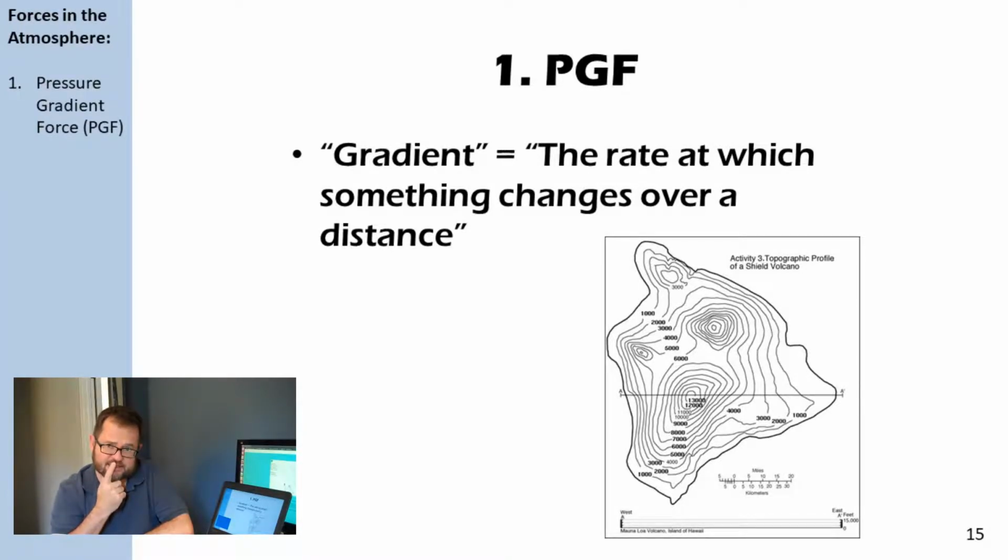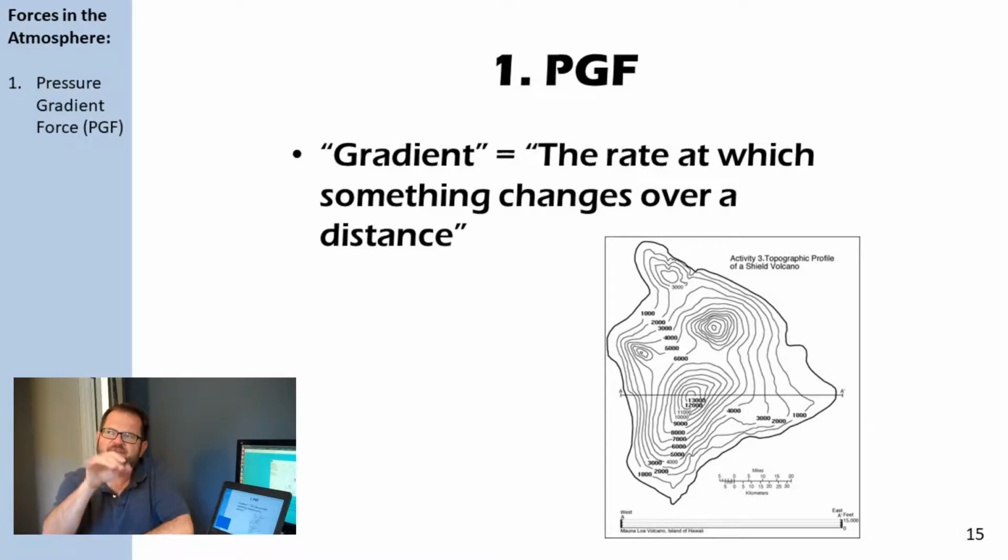Gradient is a word we're going to see so many times over the course of this semester. A gradient is how some quantity changes over a distance, not over a time, but over a distance. We're going to need some kind of observations of something. In this case, because it's the pressure gradient force, it's clearly going to be about the gradient of pressure, how pressure changes over a distance.